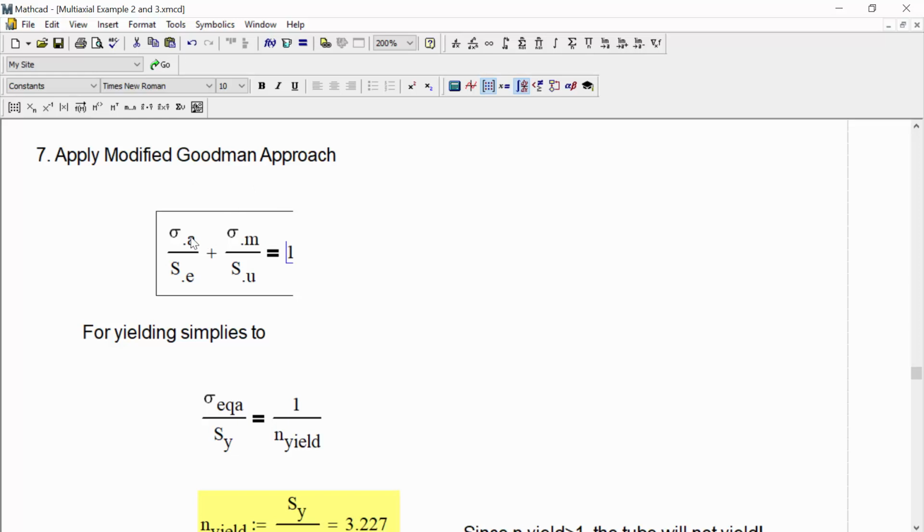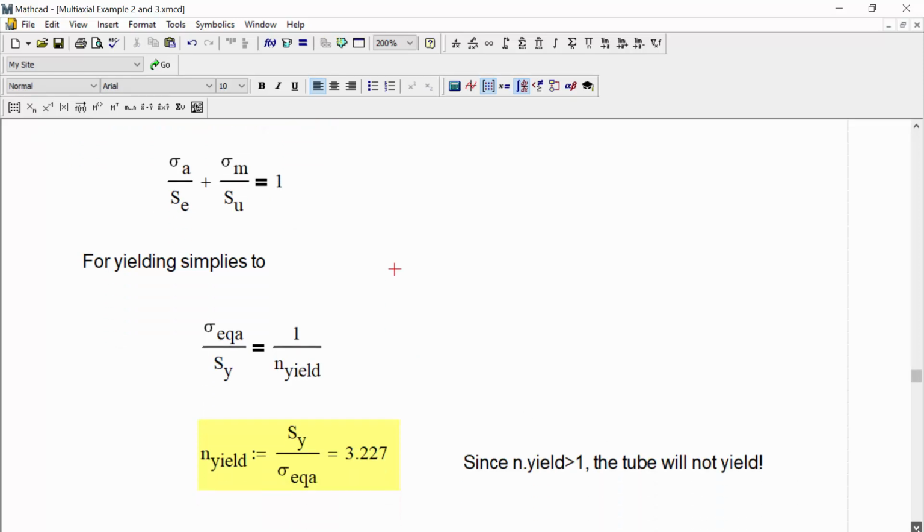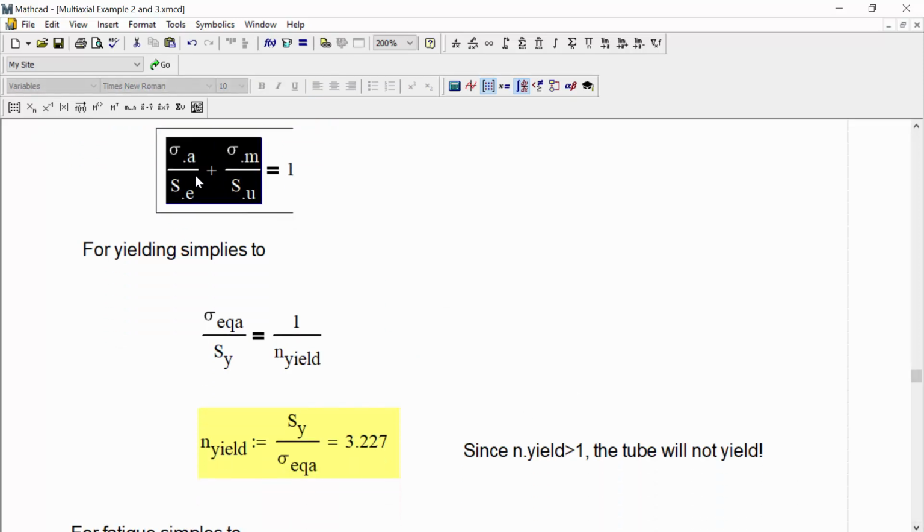In modified Goodman, the stress amplitude divided by the modified endurance limit, plus the mean stress divided by the ultimate tensile strength should be equal to 1. That is the modified Goodman approach. And if we want to introduce a safety factor, we would take that 1 and divide it by n, where n is a safety factor. For yielding, we can simplify modified Goodman by replacing SE and SU with SY and rearranging and solving our equation.